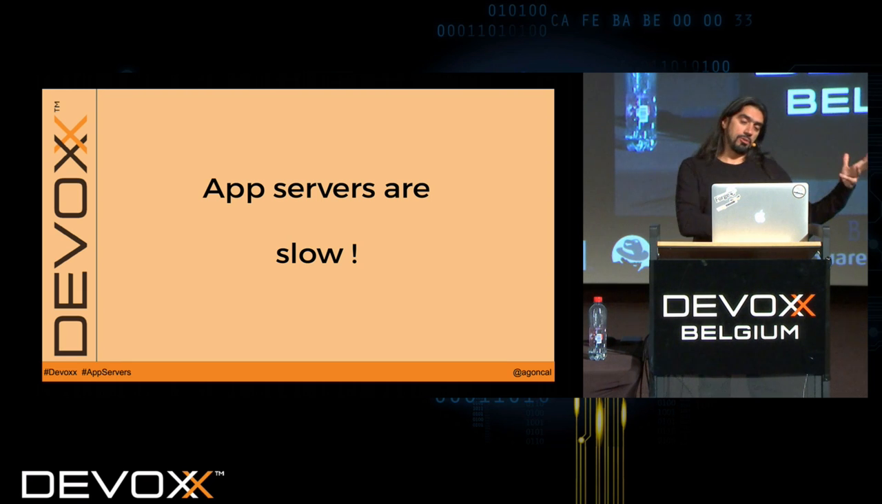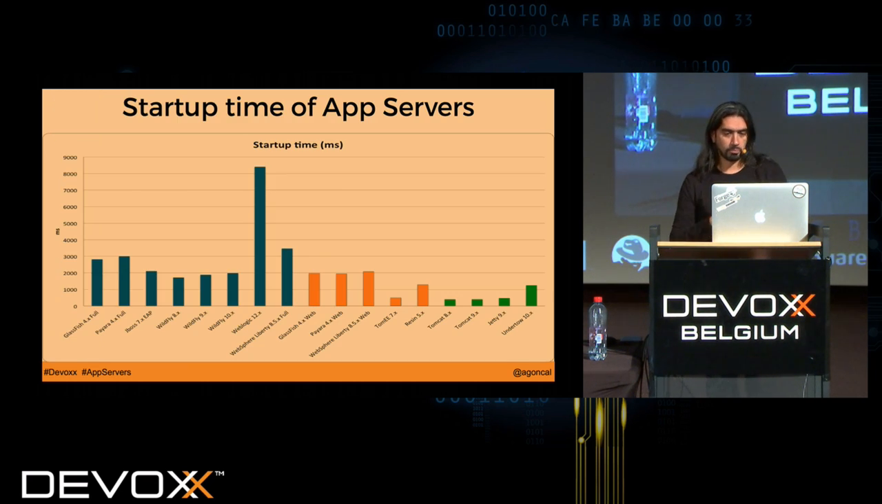Okay, so application servers by design are not monolithic, but what we say is that they are slow. Application servers are slow. So here, I hope you can see, yeah, it's fine.